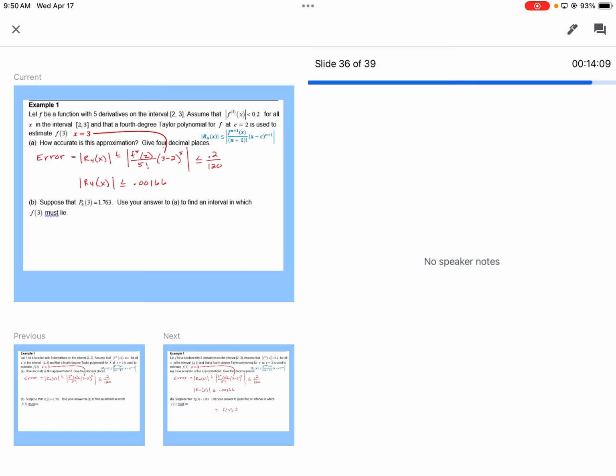Type in 0.2 divided by 120 in your calculator. See, you were wrong. We don't know how to do it. Honestly, on the AP test, my rule of thumb is if it says 3, go to 4. If it says 4, go to 5. Always do 1 more than they say, because then you'll not be rounding off and do something stupidly wrong.